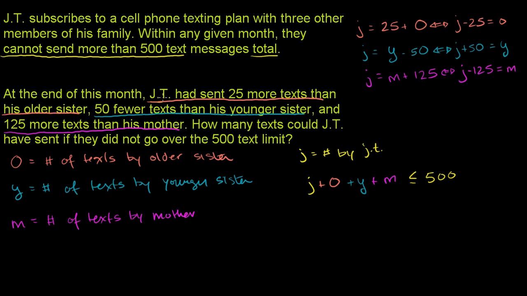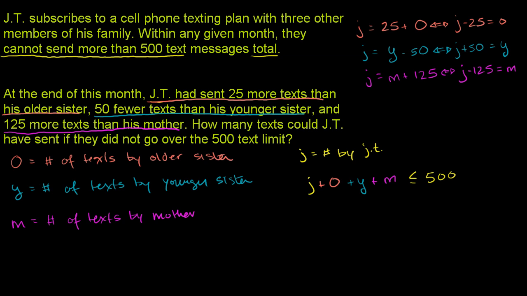We could have gone straight here. This first statement, JT has sent 25 more texts than his older sister. So if you take the number of texts JT sent and subtract 25, you'd get the number of texts by his older sister. That is an O, O for older. Likewise, he sent 50 fewer texts than his younger sister, so if you take the number of texts he sent and add 50 to it, you get how many his younger sister had sent. And finally, he sent 125 more than his mother, so if you take JT's texts and take out 125, that's how many his mother sent.